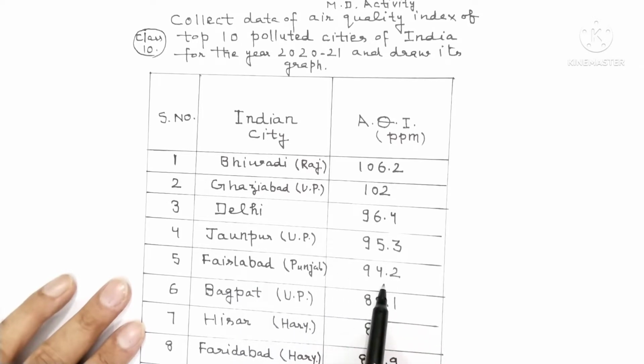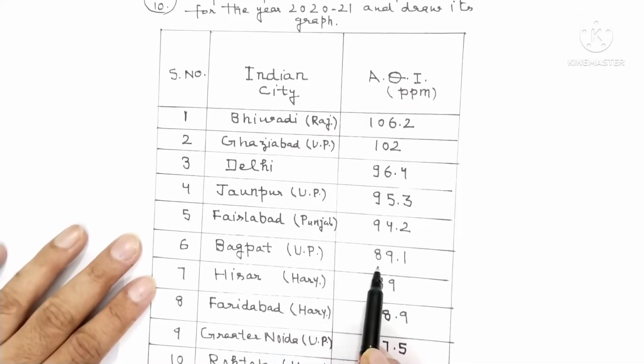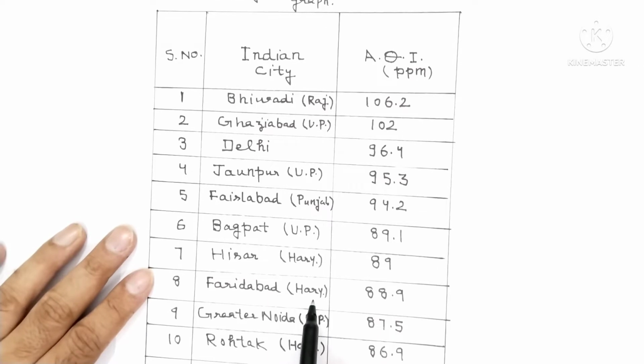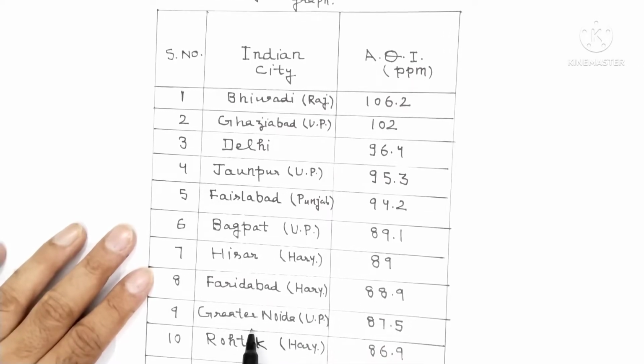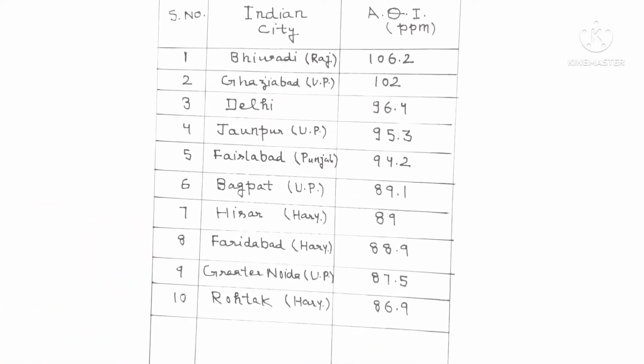Faisalabad in Punjab, 94.2 ppm. Bagpat in UP, 89.1 ppm. Hisar in Haryana, 89 ppm. Faridabad in Haryana, 88.9 ppm, parts per million. Greater Noida in UP, 87.5 ppm, and in Rohtak, Haryana, it was 86.9 ppm.